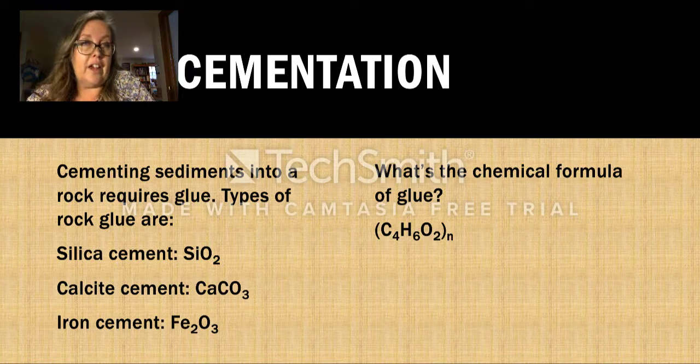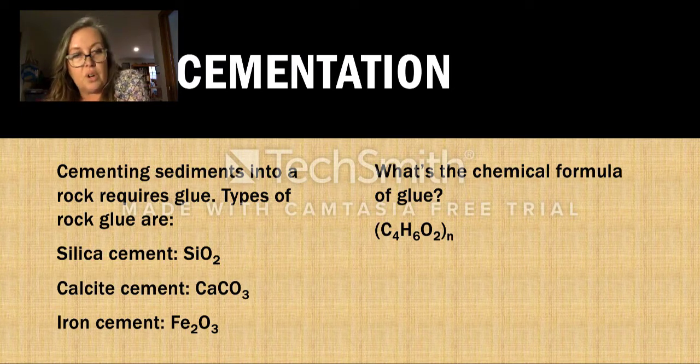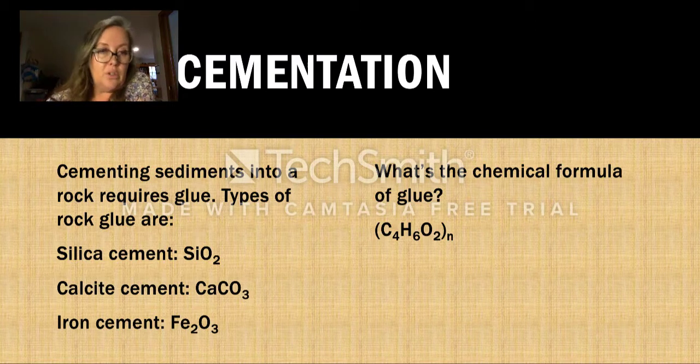So the second step after you compact everything is you want to cement it. So cementing sediments into a rock requires some glue, basically. Some natural glue or rock glue is 3 different things, and there are the chemical formulas there. So there's a silica cement. This is like quartz. Quartz is the best known form of silica, and so you've probably seen quartz around. It's usually a white or a clear rock, and that makes the hardest cement of the 3.